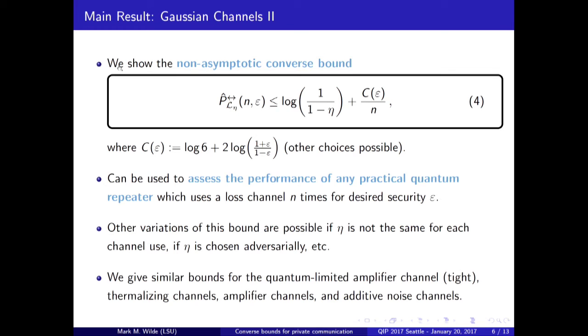And we do get similar bounds for what's called the quantum limited amplifier, and Giacomo talked about that in his work on bosonic entropy inequalities. And this channel has appeared quite a bit in the quantum optics literature. It's also relevant for relativistic quantum information theory, if you're interested in more exotic things like the Unruh effect. And we also get bounds for more complex channels called thermalizing channels, more general amplifier channels, and additive noise channels.